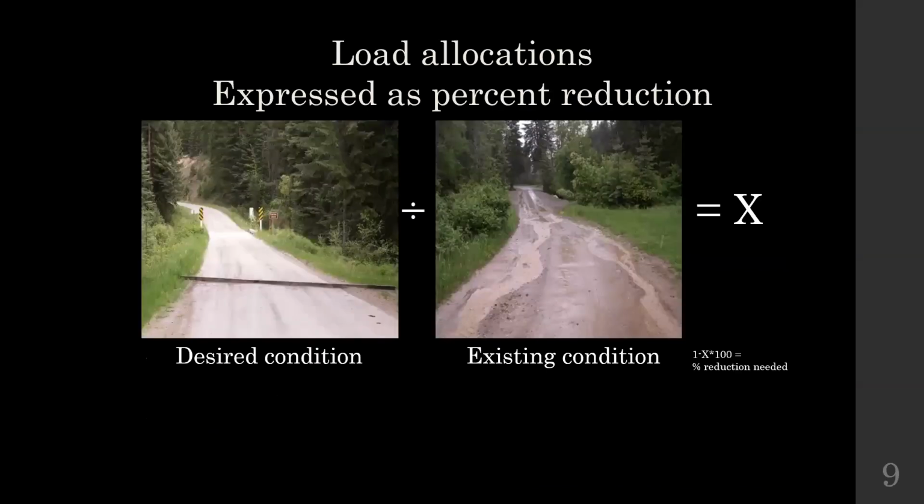So this is just an example of what a type of load allocation would be. We might have a desired condition for a road, which would be the amount of sediment that would enter the stream if we had BMPs. And then we have the existing condition, which is the amount of sediment that's entering the stream from the road now. And so what we're interested in is what percent of sediment would have to be reduced to get to that desired condition.